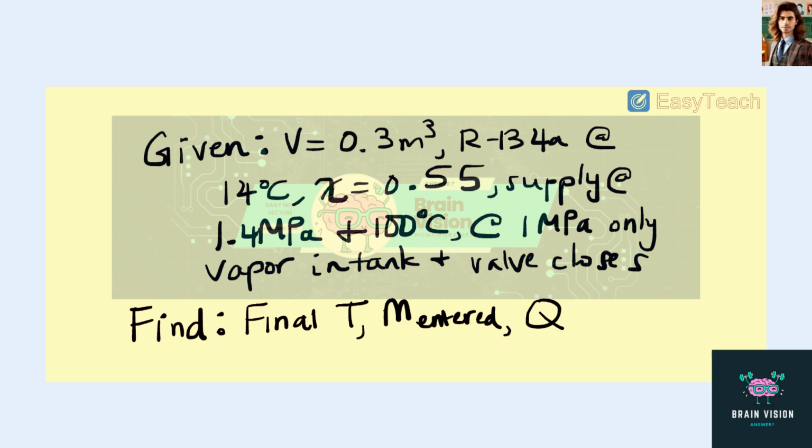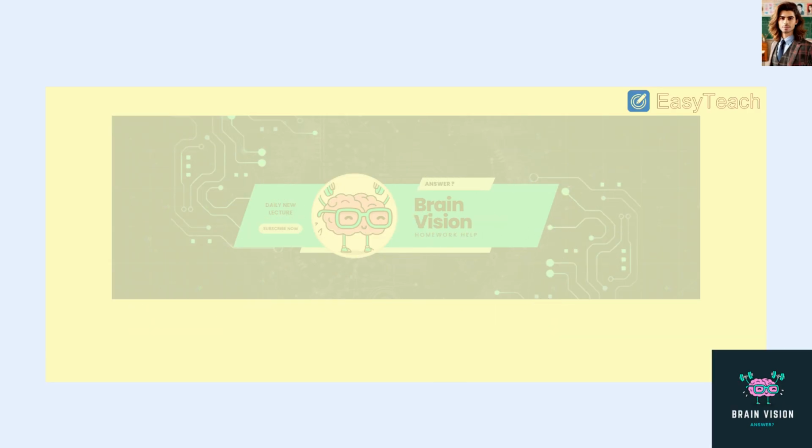the supply line. So what we're asked to find is the final temperature inside the tank, the mass of refrigerant that has entered the tank, and the heat transfer between the system and the surroundings. So what we're going to do first is just write down all of our properties that are located in the thermodynamics tables, A11 through A13.